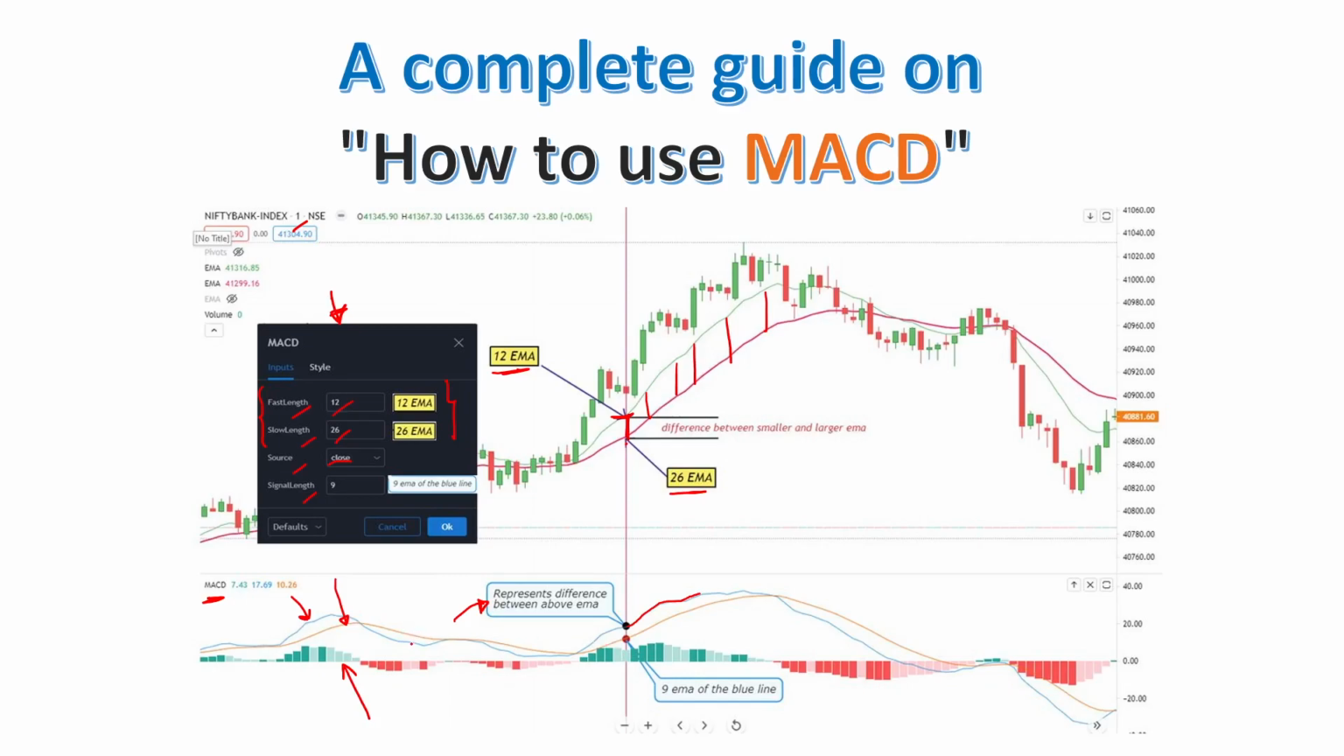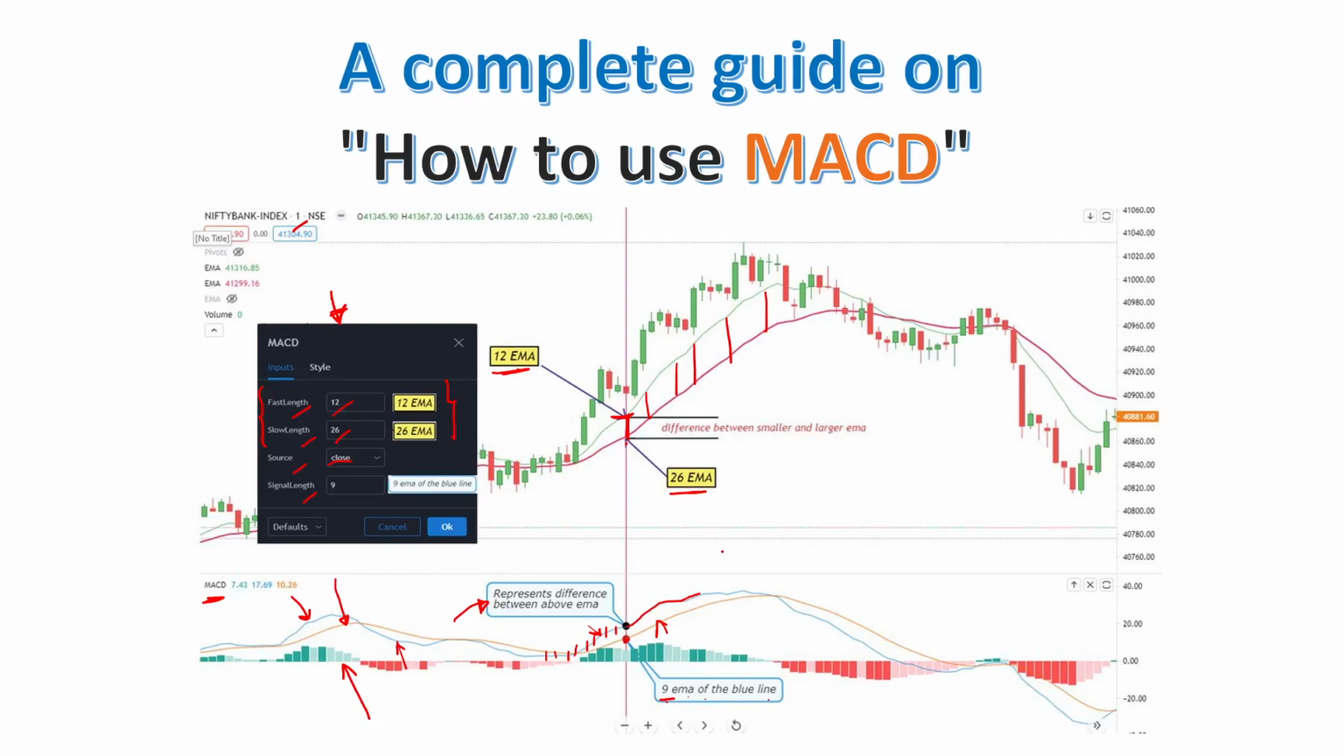The second building block of MACD is this particular orange line. Now this orange line, as we can see, is nothing but the 9 exponential moving average of the blue line. So if I apply a moving average on this blue line, then that particular number will be plotted over here, and that number is taken by considering 9 previous points of this blue line. So if I take the 9 exponential moving average of this blue line, I'll be getting this point. So basically, in order to smooth this particular line, I'm drawing this orange line. It's that simple, nothing complicated, right?